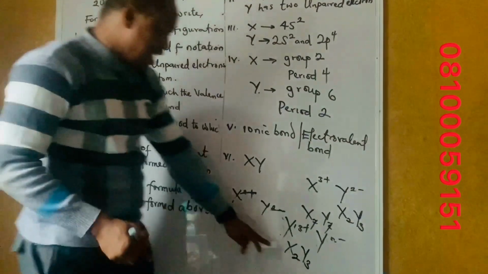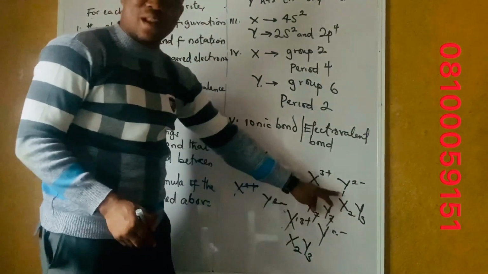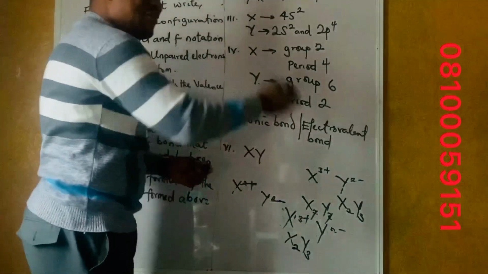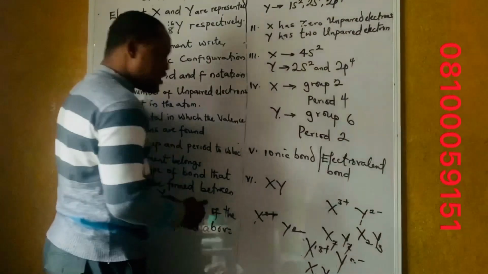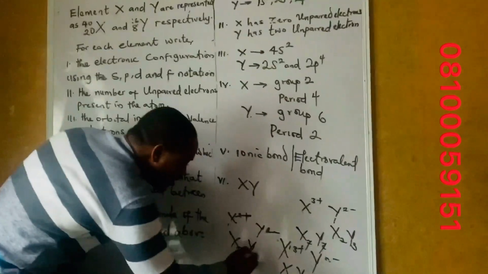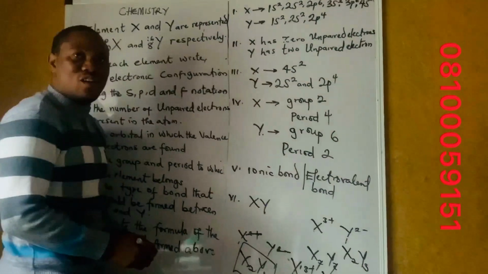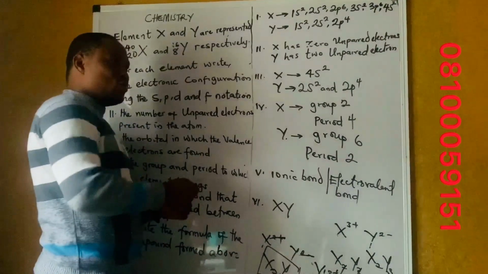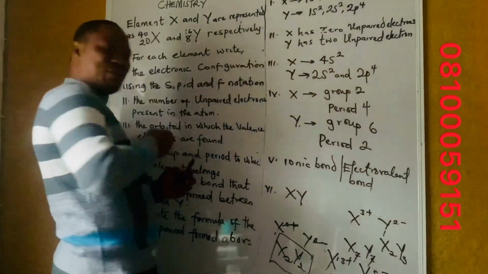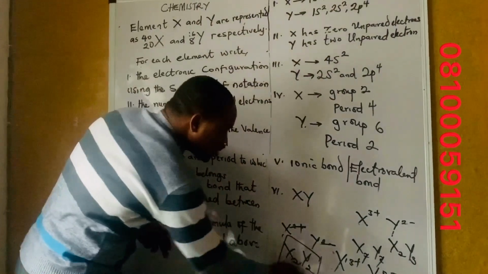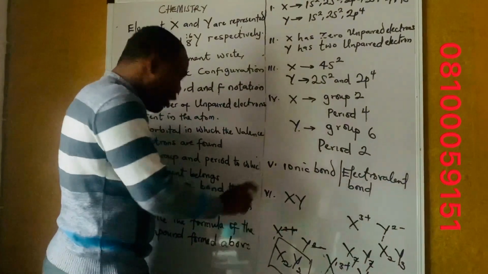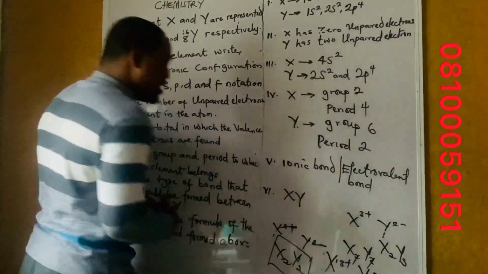So this is a typical example of what I'm explaining. But for this, because they are giving 2, they are collecting 2, that's why we are just cancelling them. So they are going to form XY, not X2Y2. If you write this, it will be wrong, because the 2 that is giving is being collected by that other one. So they cancel out each other. Do you see that now? So if you write X2Y2, you will be wrong. The formula that will be formed will be XY.